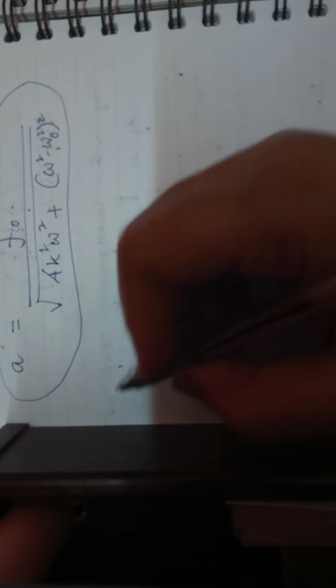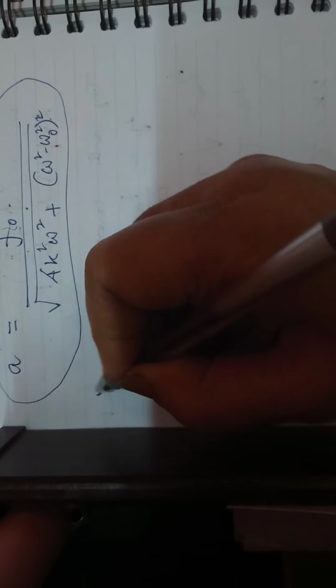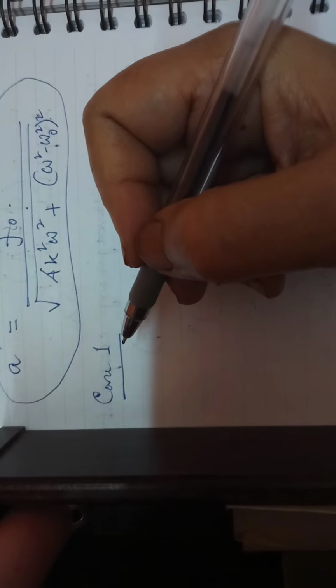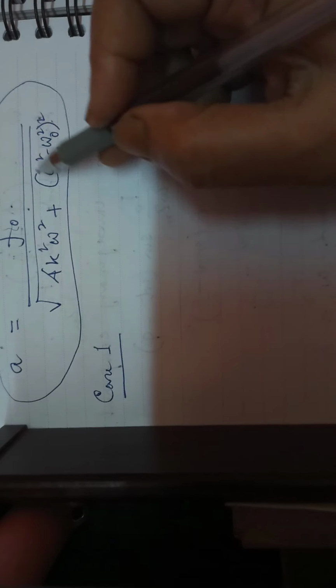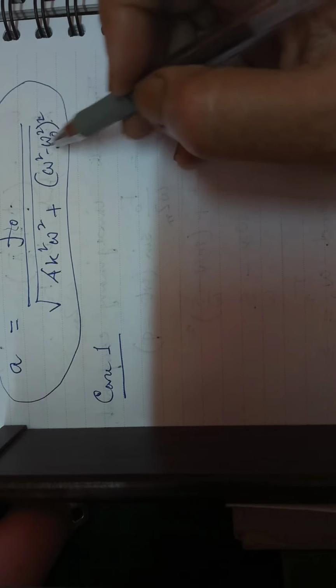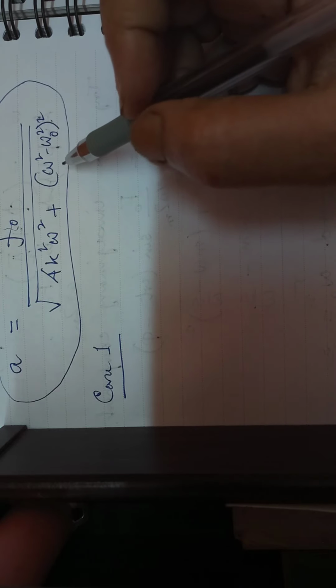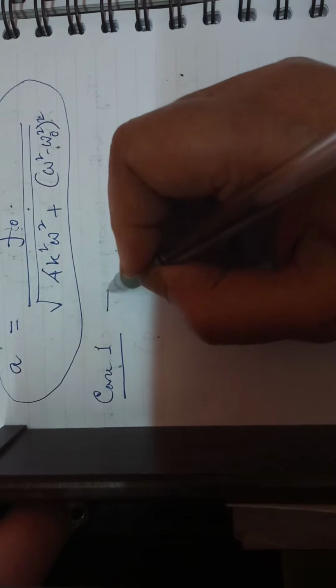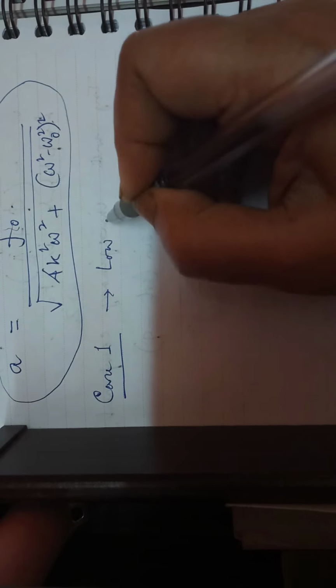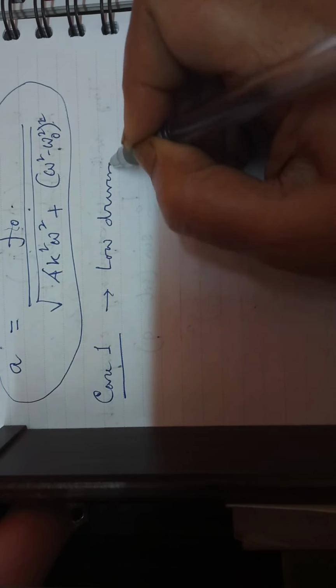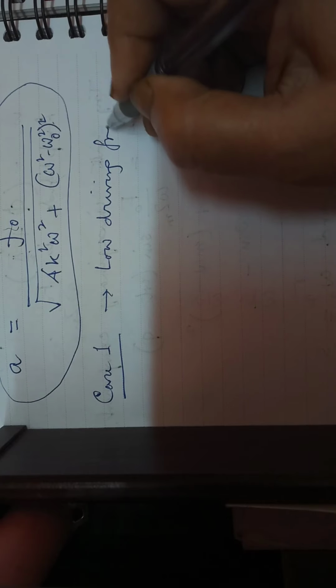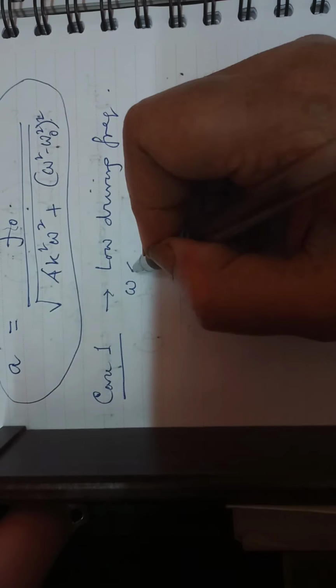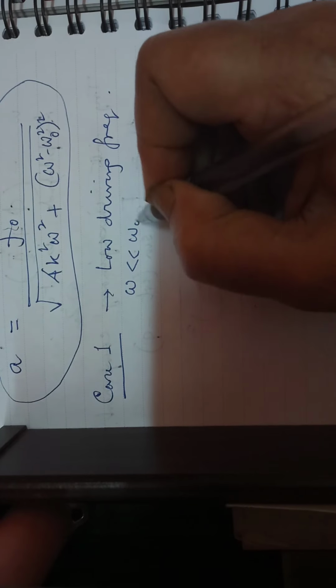So let's proceed now. Case 1. Case 1, what is it? When the driving frequency and this is natural frequency, this is driving frequency. So case 1 is for low driving frequency. For low driving frequency, that means when omega is much less than omega naught.